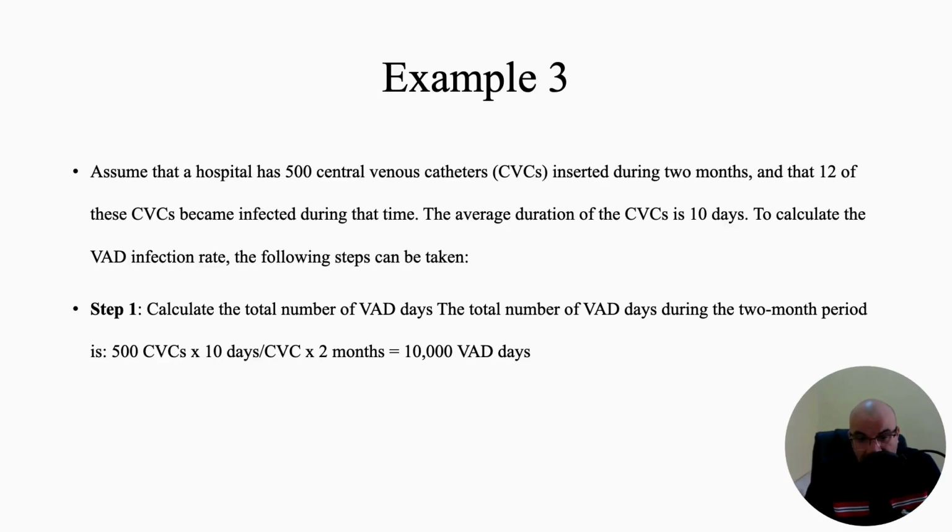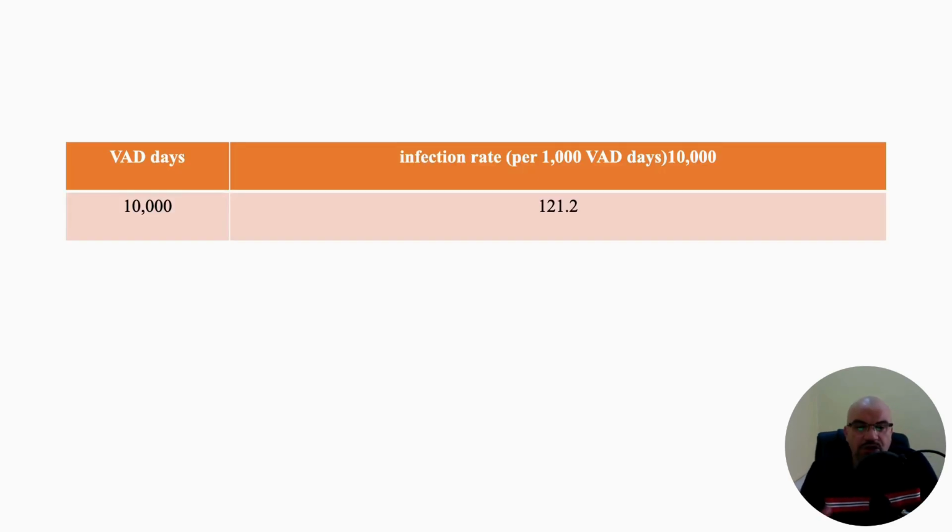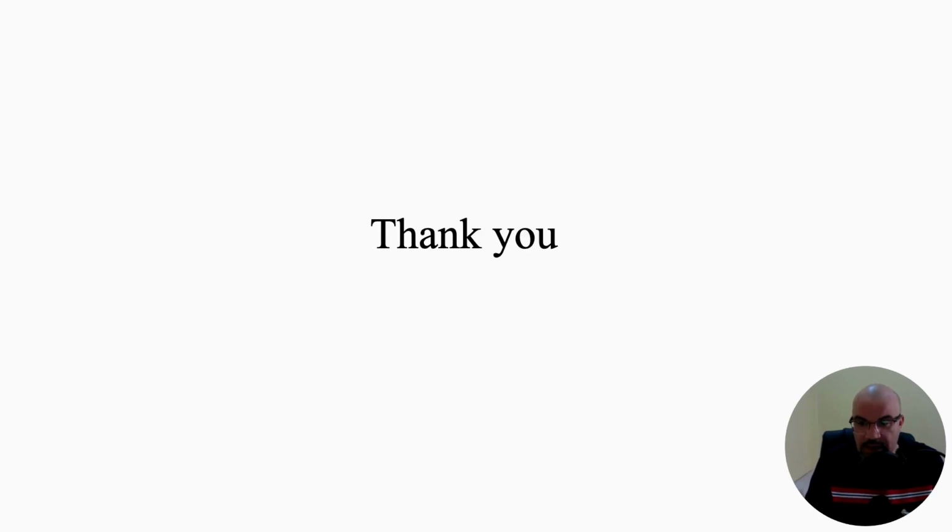Also, I will leave the third example for you: 500 central venous catheters. So the vascular access device days is 10,000, and there are 12 infections, so 12 over 10,000, 1.2 infections per 1,000 VAD days. So what I want to say is that this is important for us, how to do it and keep going with vascular access devices. All, thank you very much.